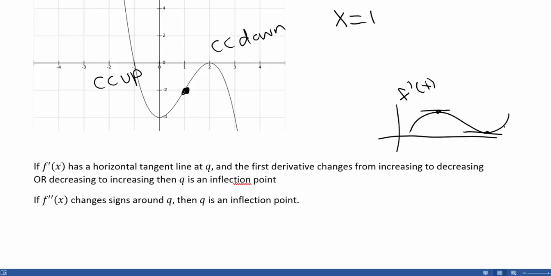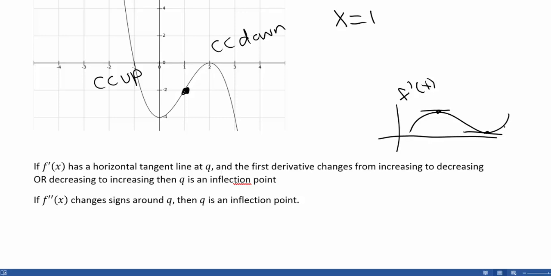So since increasing and decreasing on the first derivative relate to the concavity of the original function through the sign of the second derivative, that means that whenever our first derivative changes from increasing to decreasing or decreasing to increasing, then we're going to have an inflection point on the original function. And we know that we change at the places where we have the horizontal tangent line.